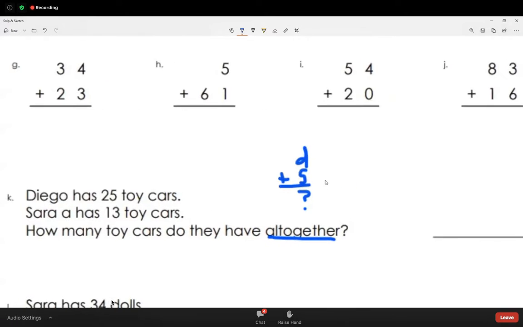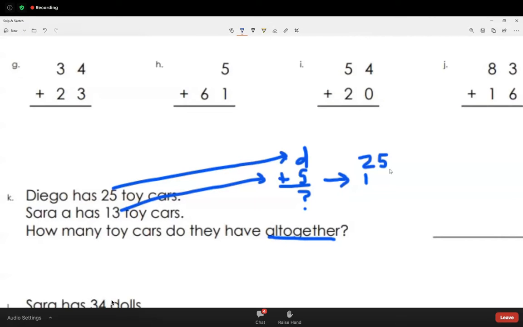So then what we can do is we can bring this forward and we can just put in the numbers. We can replace the name with the amount of toys. So we know that Diego has 25 toys. So it's 25 on the top. And then Sarah has 13 toys. So that S turns into a 13.